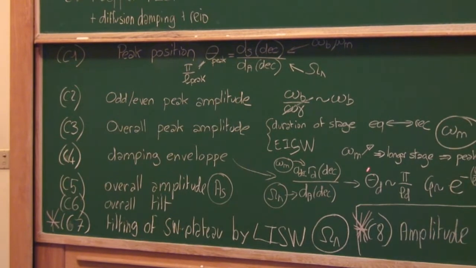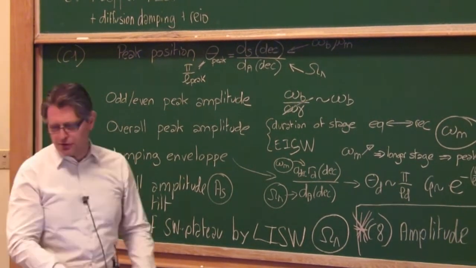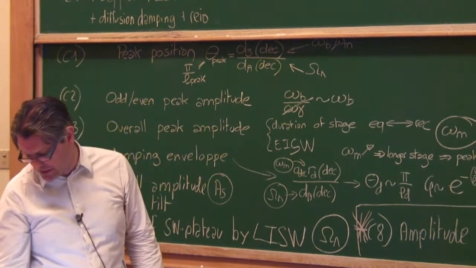We have changed also the diffusion scale at decoupling, depending on omega_m, in such a way that this envelope has moved to the left. There is more diffusion damping. So omega_m controls these three effects at the same time, and it's also fairly easy to extract from CMB data.